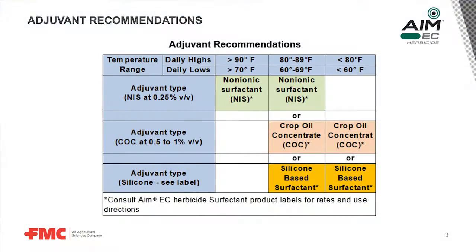Now temperature can also impact which adjuvant you use when you use AIM as a defoliant. So for example, when daily highs are above 90 and the lows are above 70, you want to use an NIS, or a non-ionic surfactant, at 0.25% volume per volume. And when things get cooler, maybe later on in the year, say when the highs are below 80 and the lows are below 60, you want to use a high quality crop oil concentrate at 1% volume per volume. Any scenario where these temperatures may overlap, either one of these will work just fine.